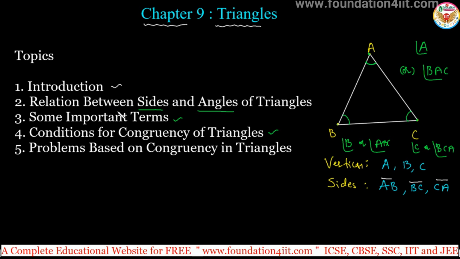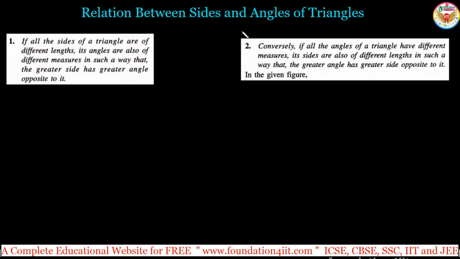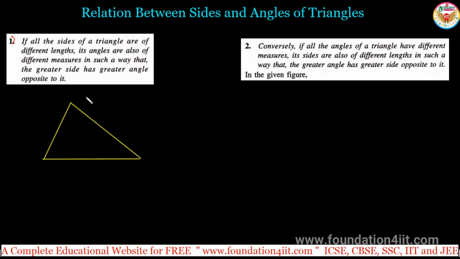Let us see the relation between sides and angles of the triangle, and some properties also. In this concept, four basic important properties I'll explain here. First one: if all the sides of a triangle are of different lengths, its angles are also of different measures in such a way that the greater side has the greater angle opposite to it. So let me take the triangle. For example, ABC is a triangle.